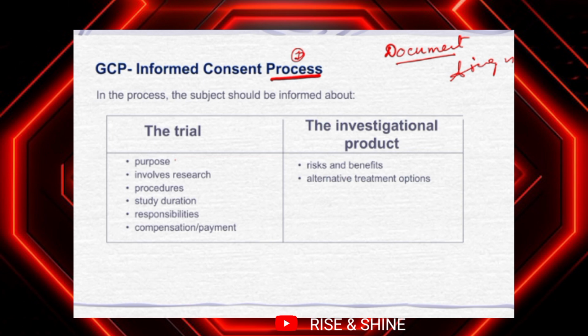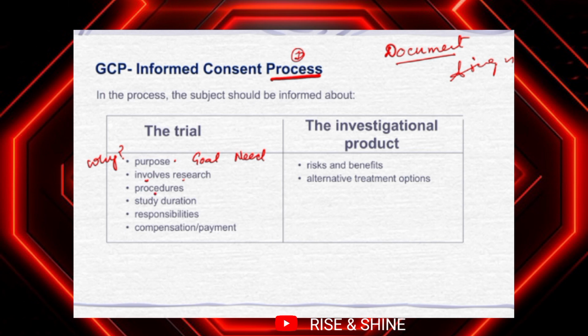In the process, the subject should be informed about the trial, like what is the purpose of the trial. Purpose is the goal. Why are they doing this trial? Is this trial on healthy volunteers? What was the need, why are they doing this trial? That is question number one. And as I told you in a previous slide, they have to tell again and again that this involves research. They have to emphasize that this is research and there can be some risk, you know.